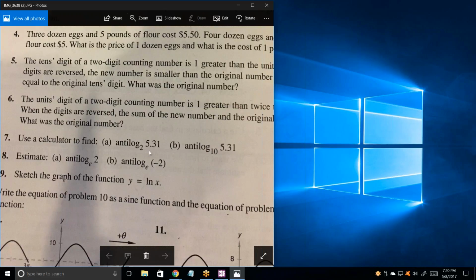Antilog? I've never heard the expression antilog, ever. What do they mean by antilog? I do not know, honestly.